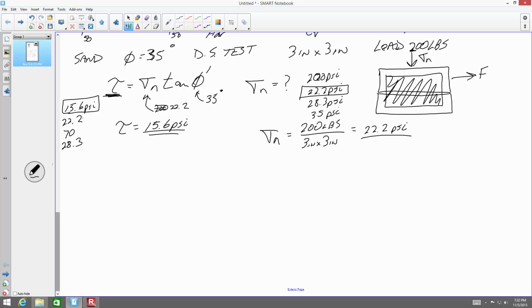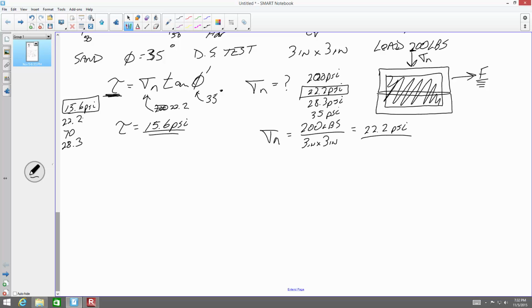And then to take it the next step further, we've got this force over here. What was the force that it took to move the box? So what's the shear force when the sample failed? Anybody want to take a crack at that? Well, what is the shear force?